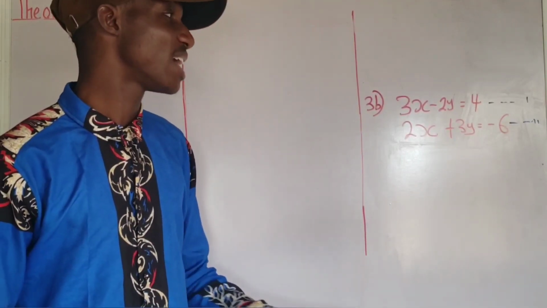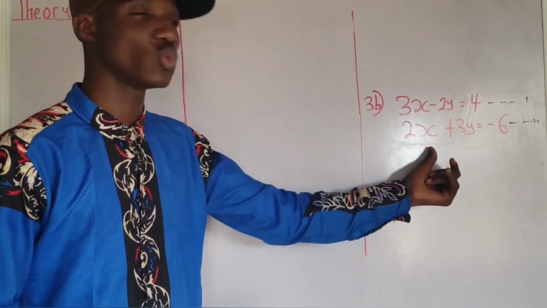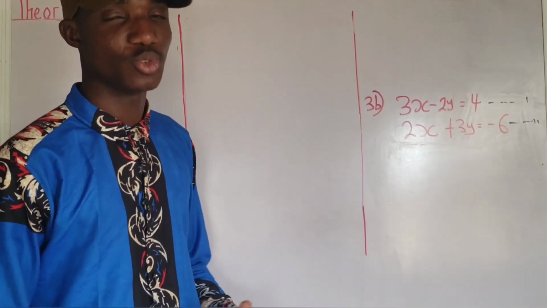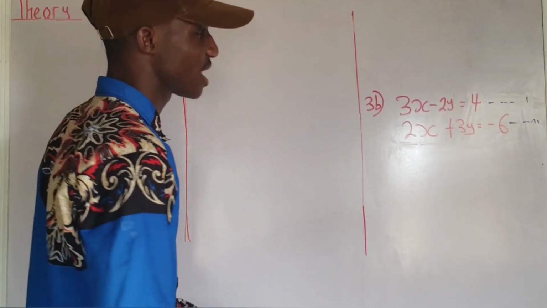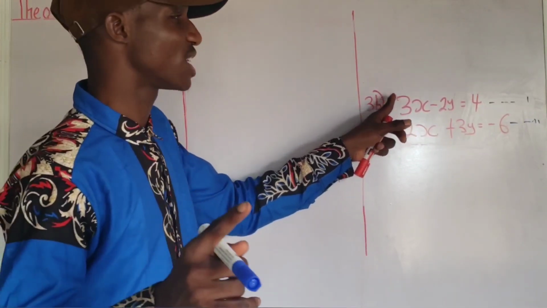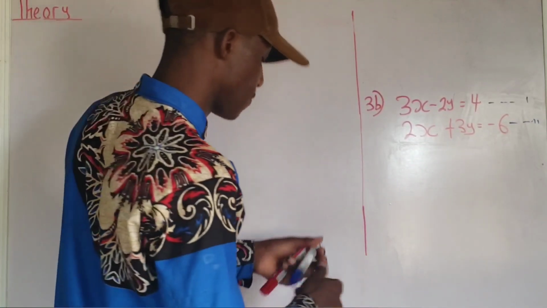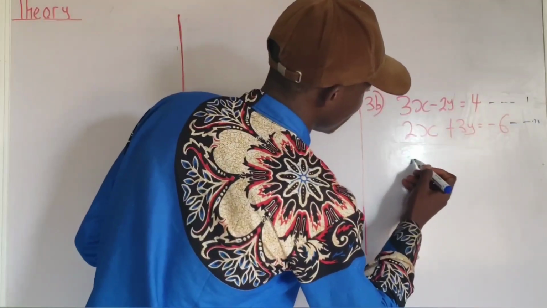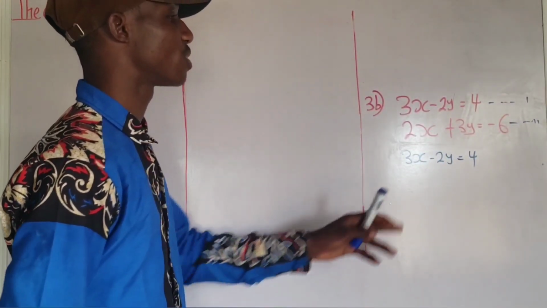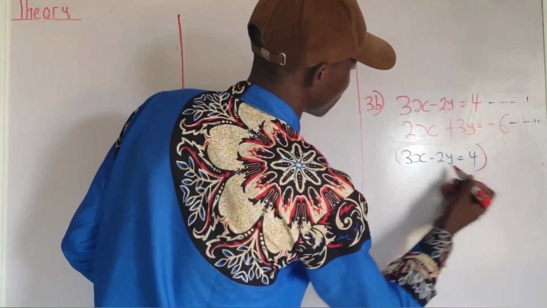To do that, I have to multiply the first equation by the coefficient of x in equation 2. Then I multiply the second equation by the coefficient of x in equation 1. The coefficient of x in equation 2 is 2, and the first equation is 3x minus 2y equals 4. So I'm going to multiply this equation by 2.